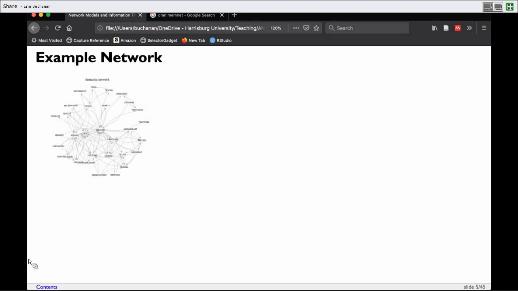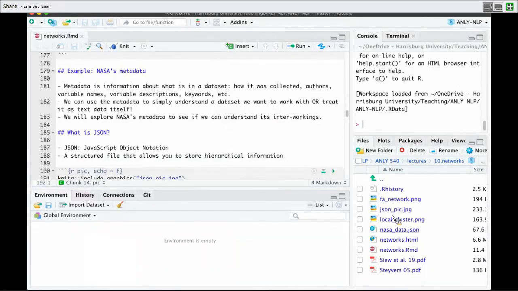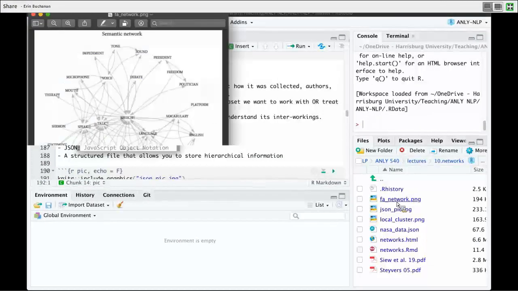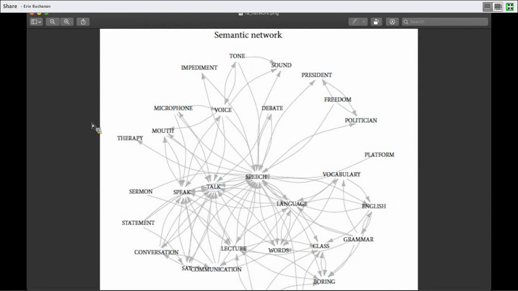Oh, man, I hate when it does this. Let's look at these pictures in a nicer format. Which one is that one? That one is this one? Yeah. Okay, it's a little bit bigger now.